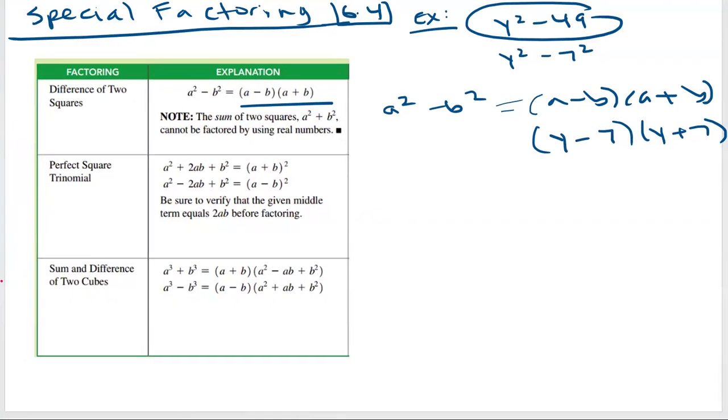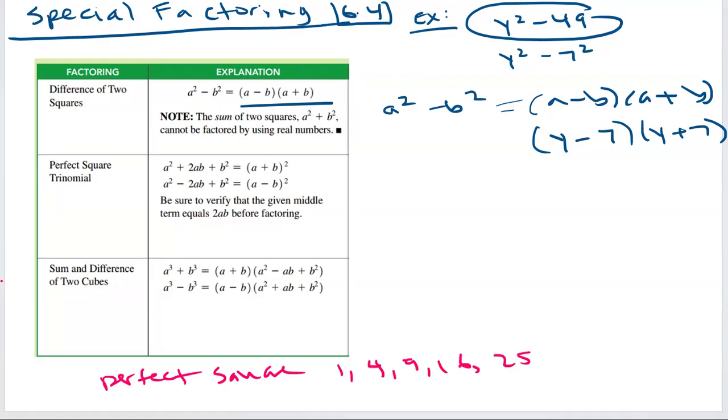Okay, so the next one is called a perfect square trinomial. Okay, and the key indicators are that the first term and the last term are perfect squares. Remember what is a perfect square? Okay, so 1 is a perfect square, 4 is a perfect square, 9 is a perfect square, 16 is a perfect square, 25 is a perfect square.